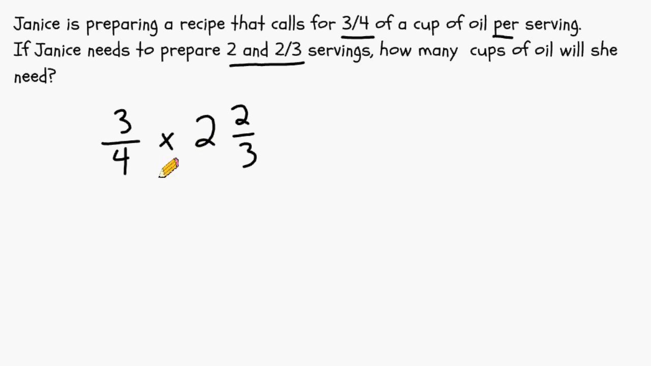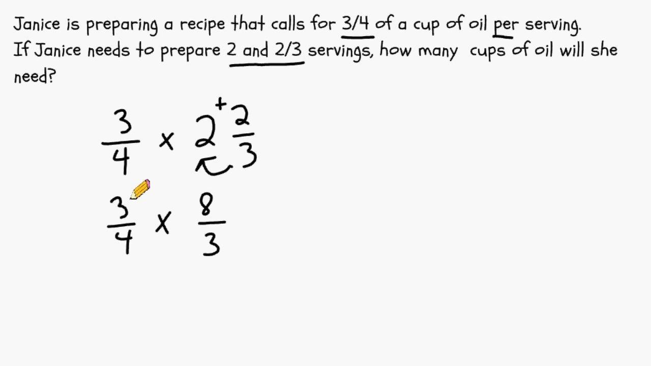So what we are going to do is change that mixed number into an improper fraction, so we may multiply that by 3/4. So with any mixed number, you have to write the denominator exactly as it is. And for the numerator, we multiply the denominator by the whole number first. 3 times 2 is 6, and 6 plus the 2 at the top would give us 8.